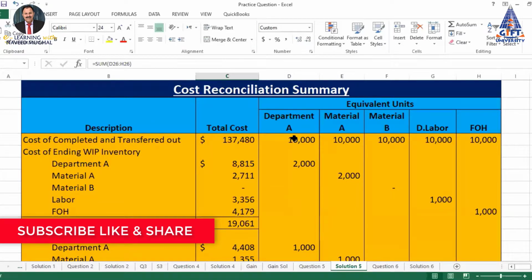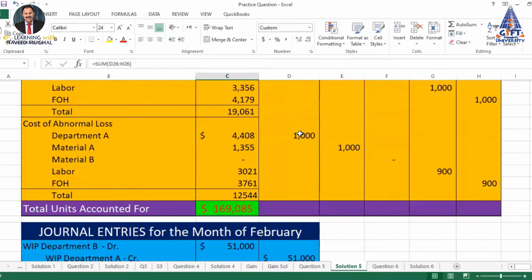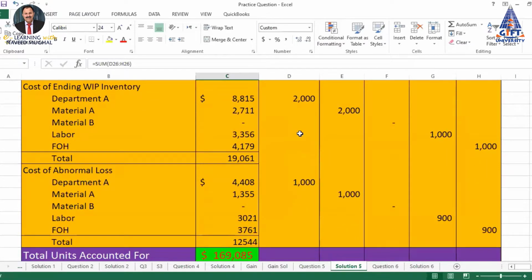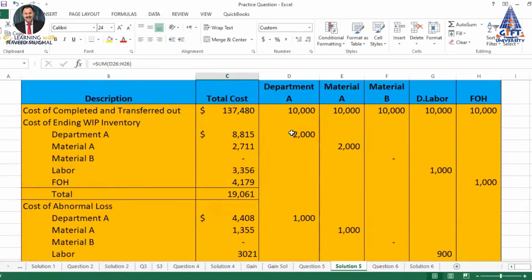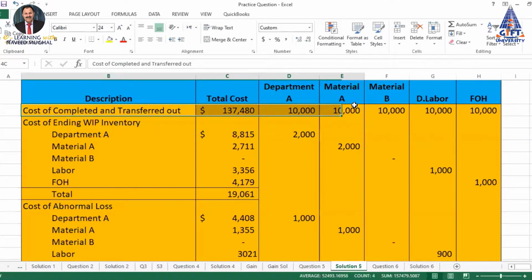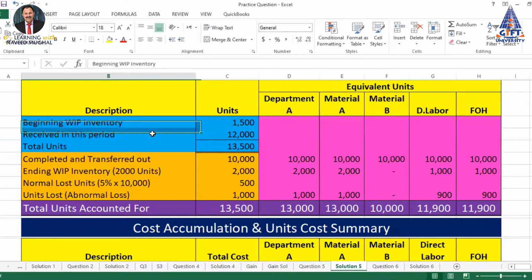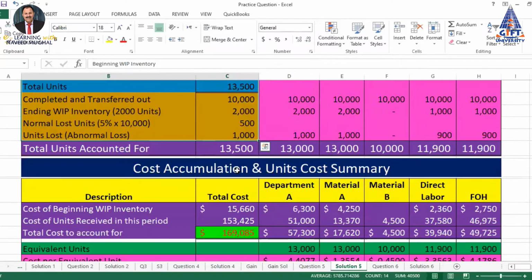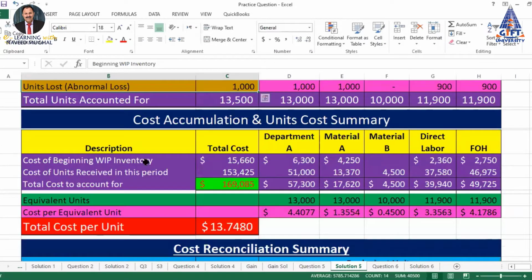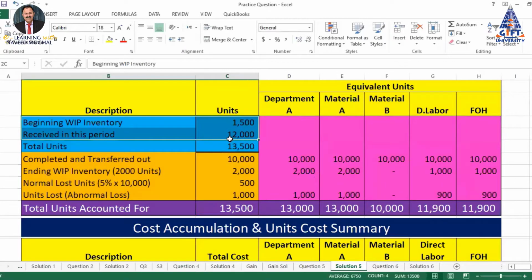For the cost reconciliation summary, we will prepare the abnormal loss cost reconciliation summary. First of all, we will have to show the completed unit cost. Look at this, your quantity schedule. Your quantity schedule will guide you in the preparation of these two tables. The first table, cost accumulation, is a reflection of the headings, or the items, of the first part of the quantity schedule.